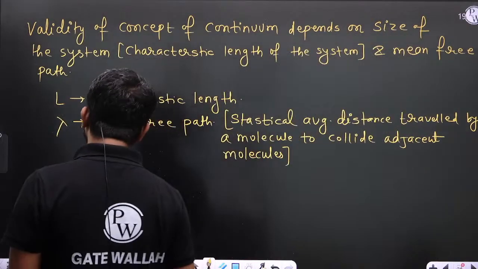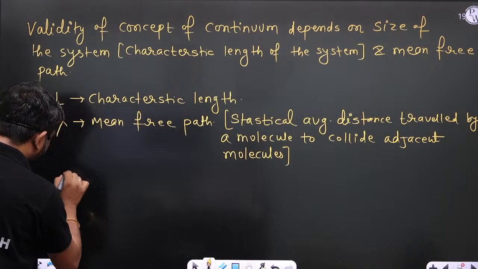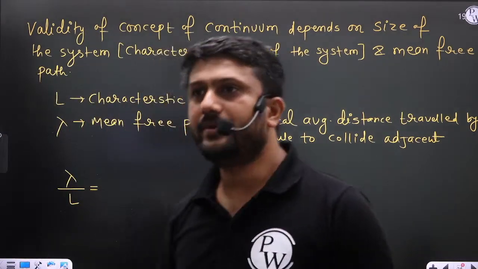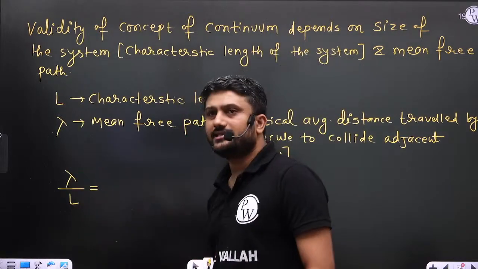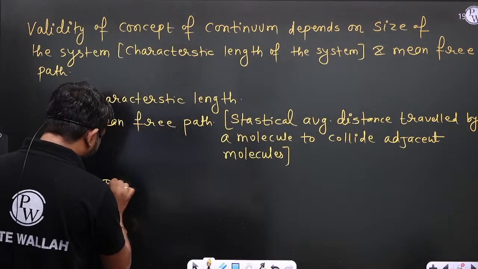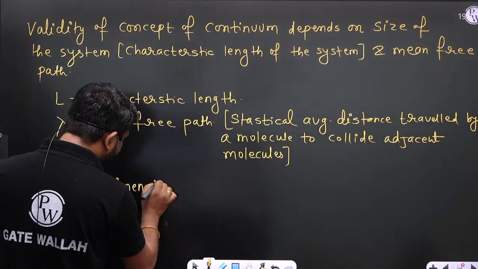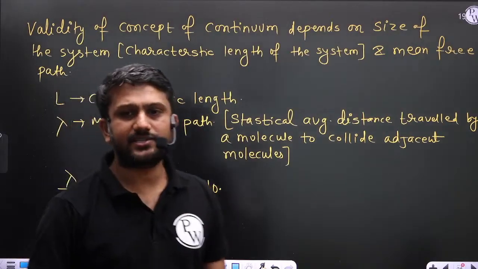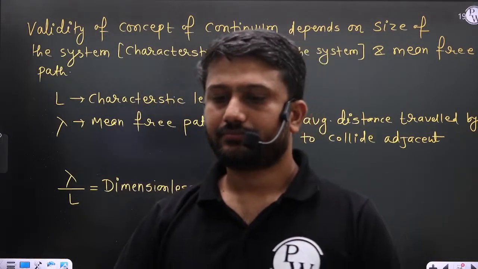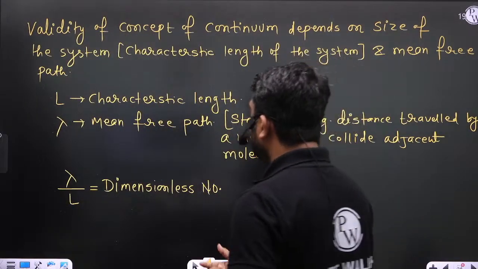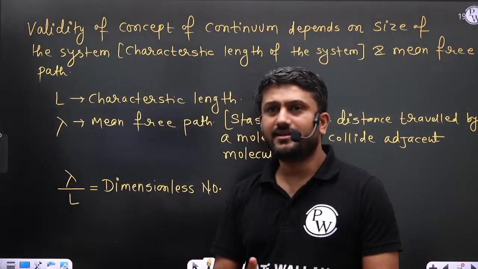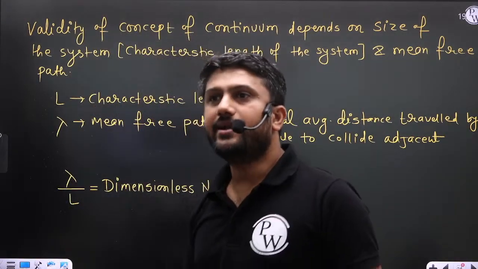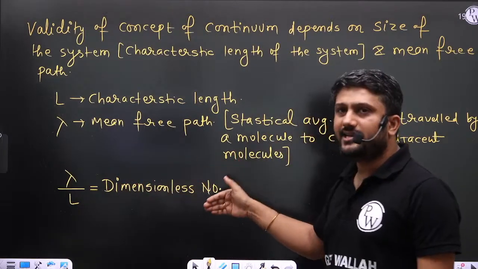Right? And this ratio, lambda by L, the mean free path versus the characteristic length. Obviously, this ratio is dimensionless. Tell me guys, yes or no? This ratio is dimensionless? L is the characteristic or physical size of the system, and lambda is the mean free path. So this ratio is a dimensionless number.